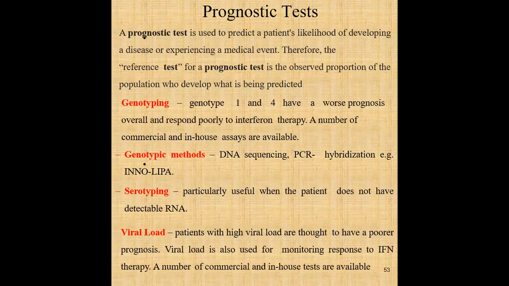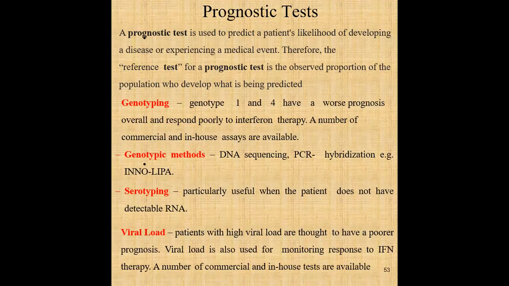Then polymerase chain reactions are used, such as the LiPA test, which is also performed in this case. Then serotyping is particularly useful when the patient does not have detectable RNA, meaning the RNA cannot be detected by any other test. In that case, serotypes are to be utilized.